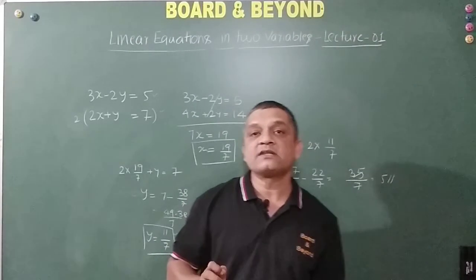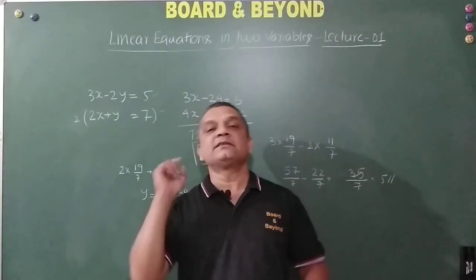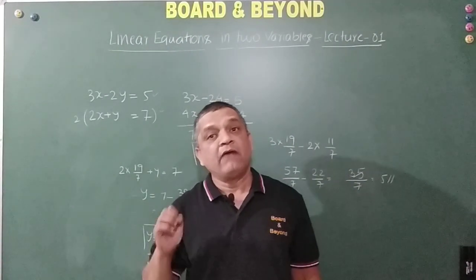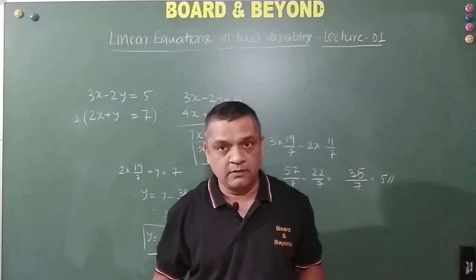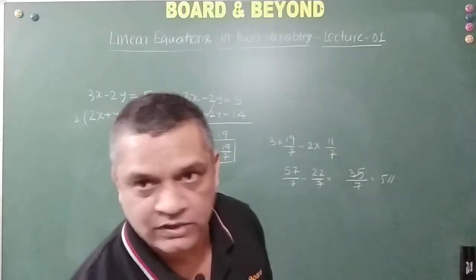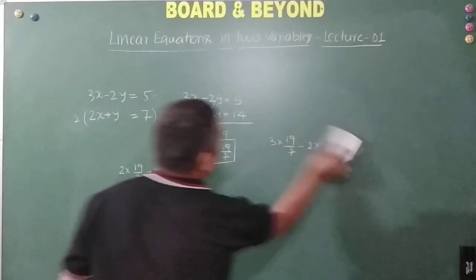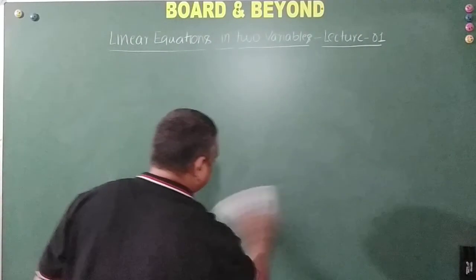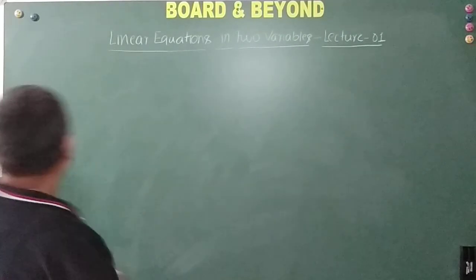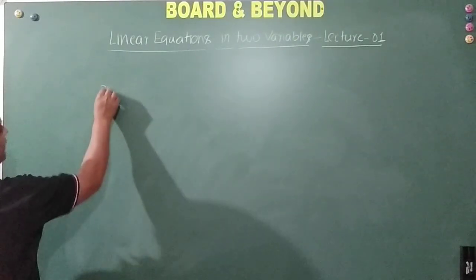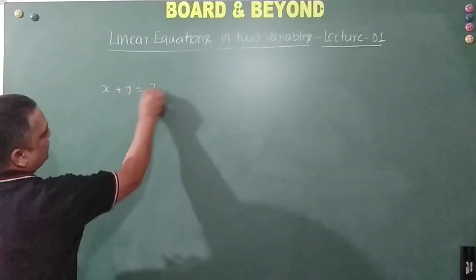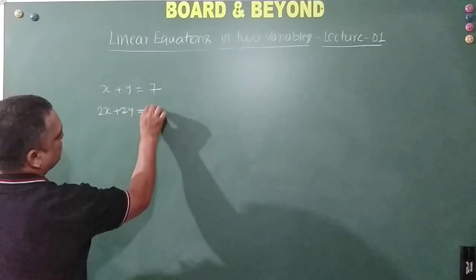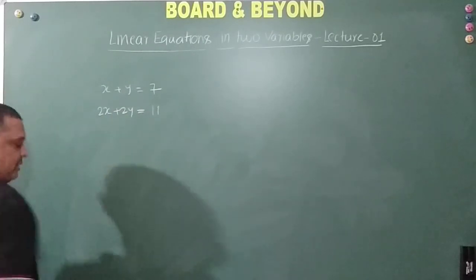Now we will try to understand what we mean by inconsistent equations. So inconsistent equations are those which don't have a common solution. Okay? So we will go to that also. Let's take one example and then try to understand. Okay? So let's say x plus y is equal to 7, right, friends? 2x plus 2y is equal to 11, for example, right?